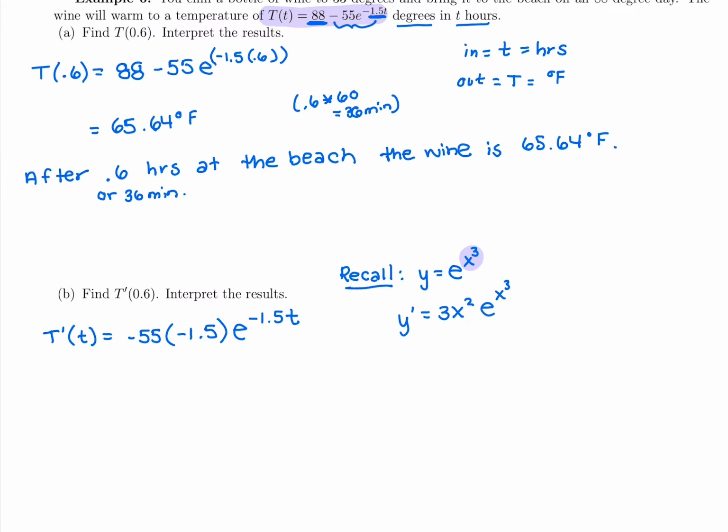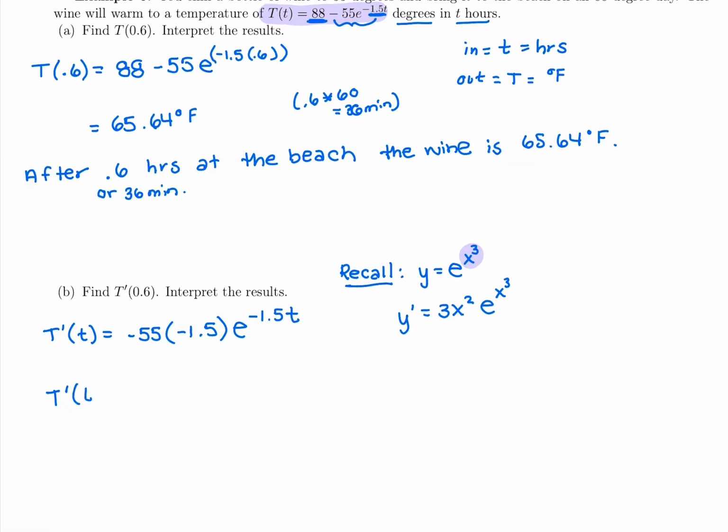Okay, and so we can plug into this right as it is, or we can multiply this constant out like we would normally. The derivative of 3x to the 5th, we would just bring down, keep the 3, bring down the 5, and we'd say 3 times 5 is 15. These aren't as easy to multiply in our head, but we can grab our calculator and do negative 55 times negative 1.5, and we have a positive 82.5 e to the negative 1.5t. There's our derivative that tells how fast the temperature of the wine is changing.